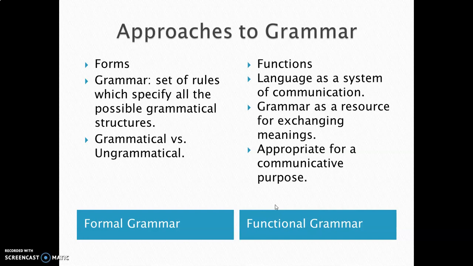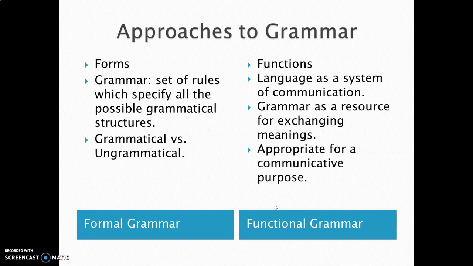In the case of formal grammar, the highest unit of analysis is the sentence. And the question is: is this sentence grammatical or not? In the case of functional grammar, the highest unit of analysis is the text.